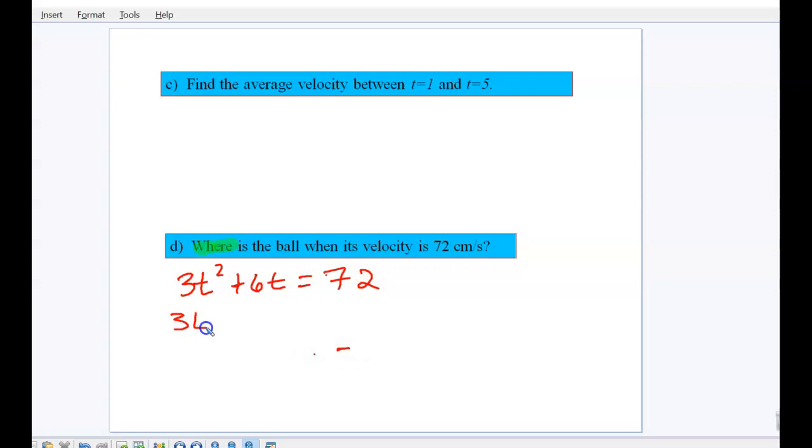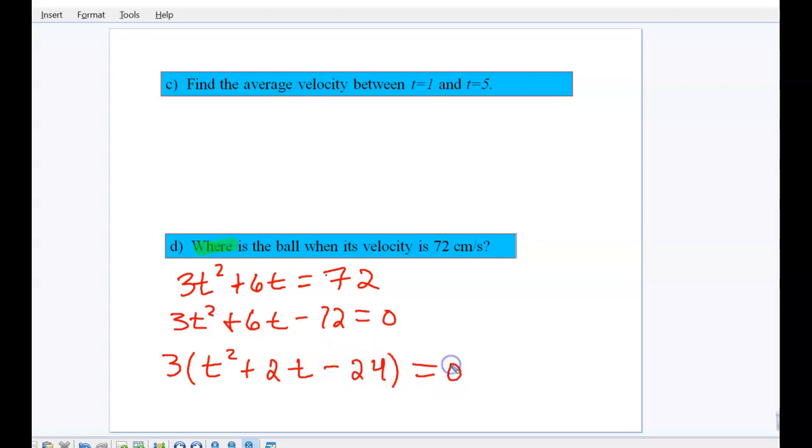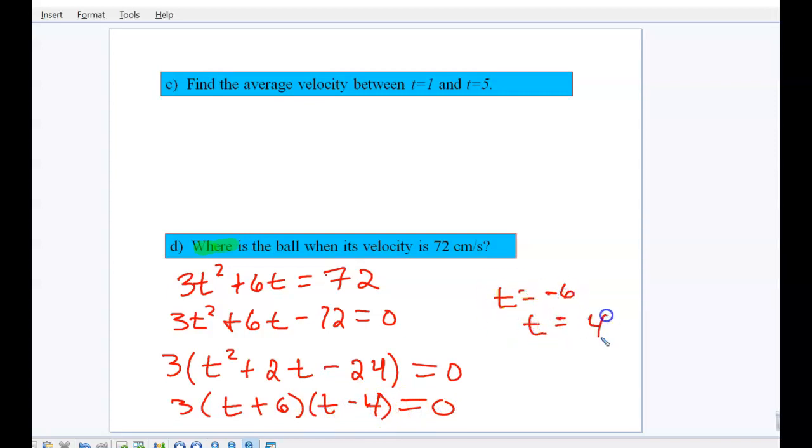So if I set this equal to 0, I'll subtract 72 over. Now solving this, I'm going to factor out a 3, so I get t squared plus 2t minus 24. So this factors into t plus 6 and t minus 4 equals 0. So my two answers for t are negative 6 and 4. Obviously, you cannot have a negative time.